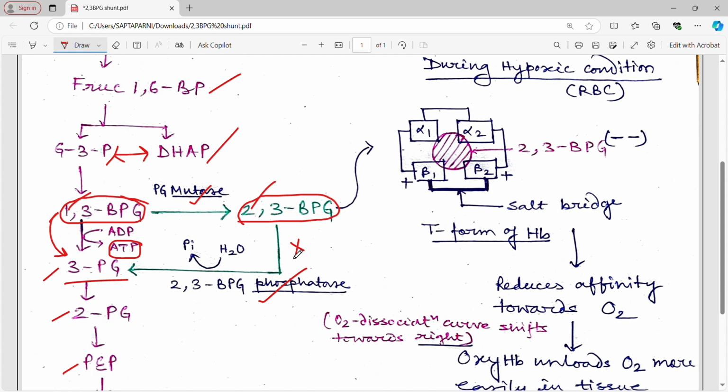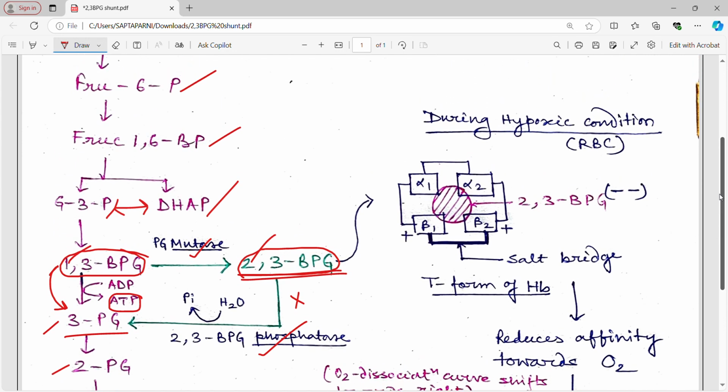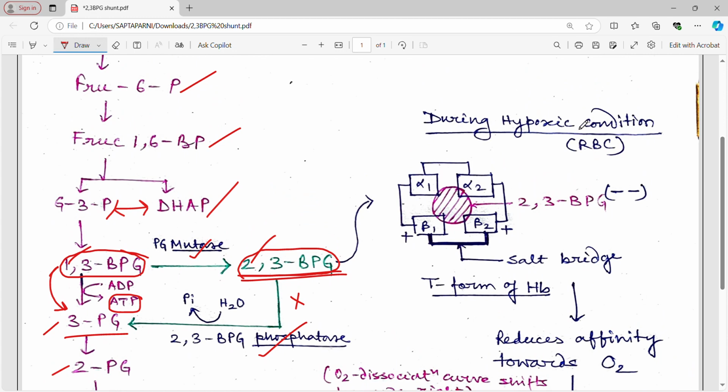So what is the importance of converting 1,3-BPG to 2,3-BPG? See, this 2,3-BPG becomes very important during hypoxic condition in our RBCs. What is hypoxic condition? Hypoxic condition is when the partial pressure of oxygen becomes very low, especially at high altitude. So, in hypoxic condition, what happens?